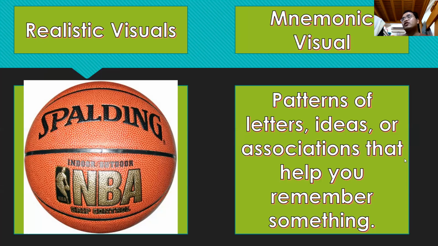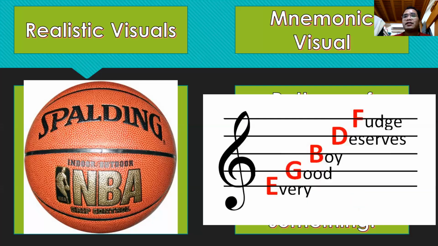All right. So what about mnemonic visuals? Mnemonic visuals are visuals that could present patterns of letters or ideas, associations that will help our students remember something. An example of this is this one. Every good boy deserves fudge. Okay. It could help us remember the sequence of solfeggio. Diba? Yung C, D, E, F, G. C is do, re, mi, fa, sol, la, ti, back to D, back to C, do. So, yun yung naitutulong sa atin para ma-memorize natin ng mas maigi.